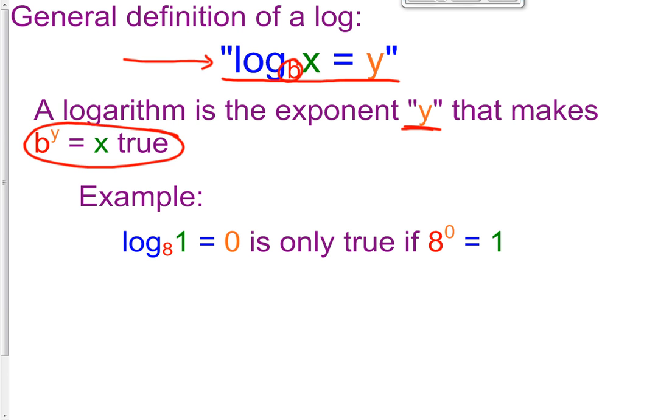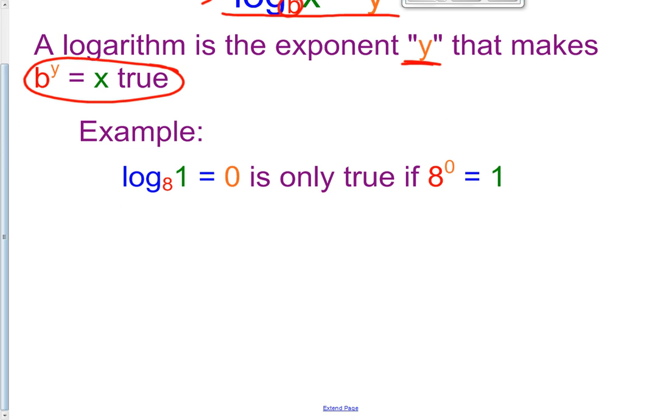It sounds kind of confusing right now. It's really not too bad. Look at this. The log base 8 of 1 equals 0. This is true if the base of 8 raised to the exponent, which is the 0 power, equals 1, true.